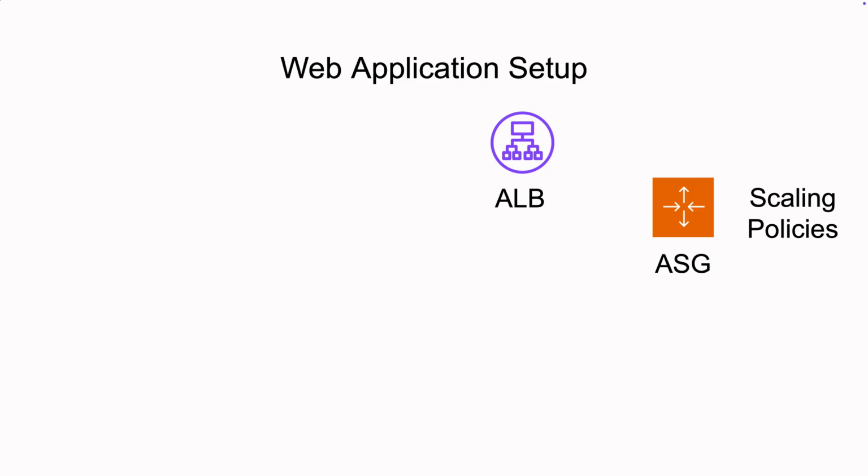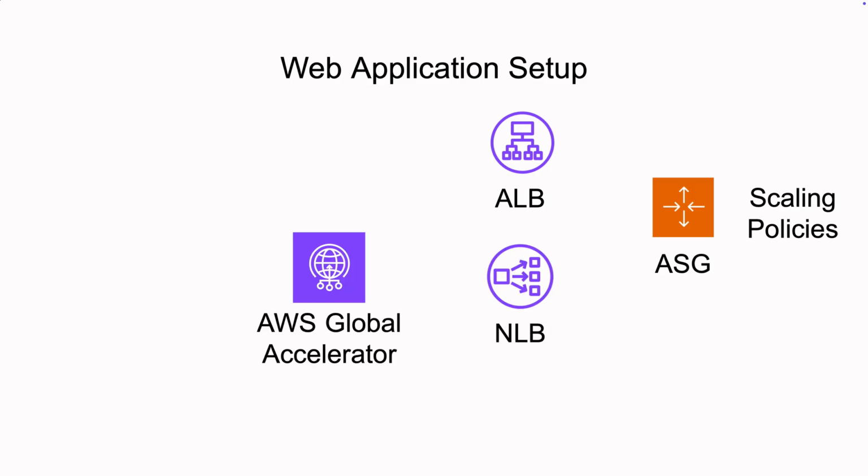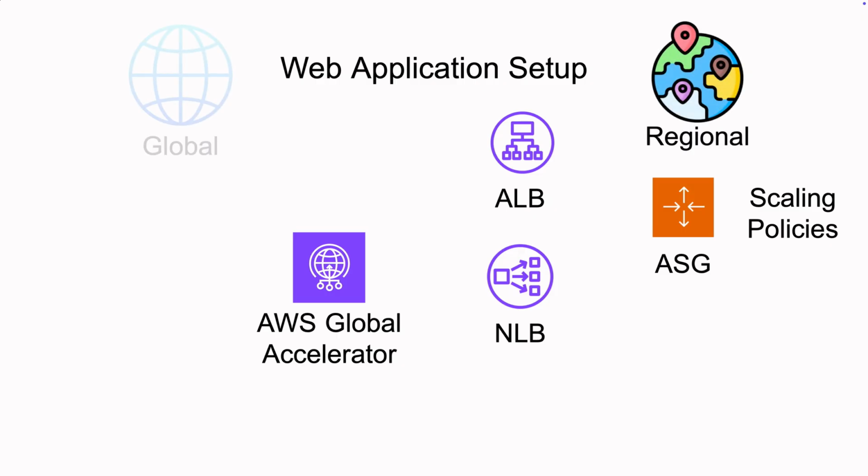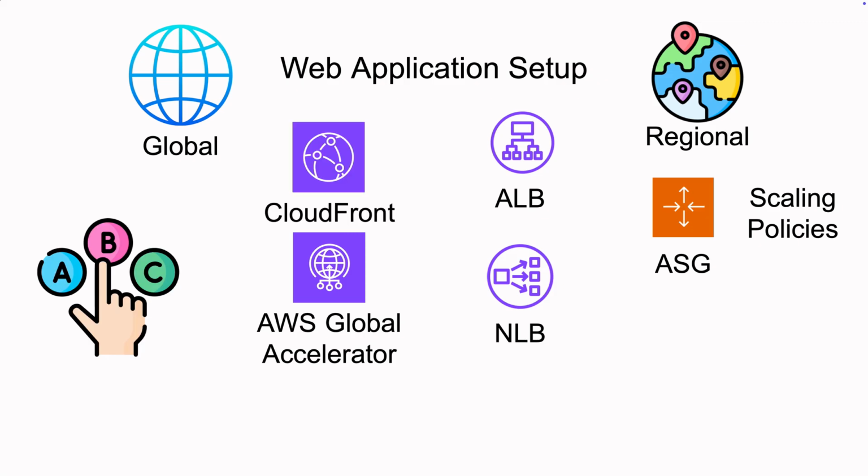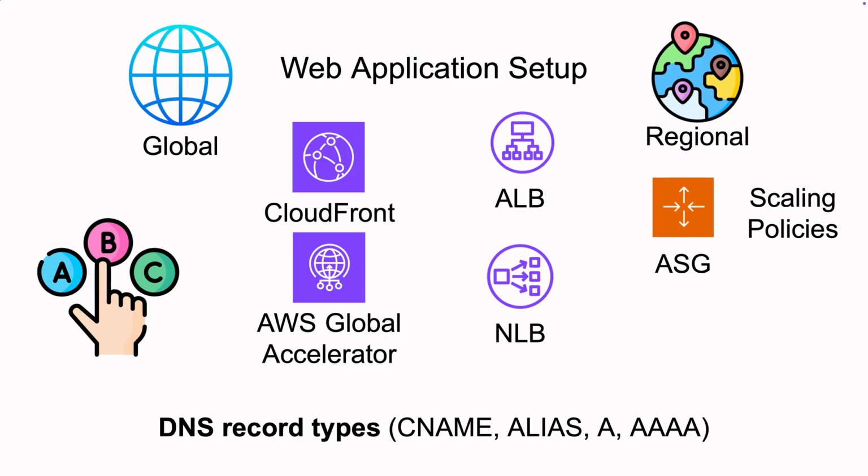Expect questions on Auto Scaling groups, different scaling policies, Application Load Balancer, Network Load Balancer, and Global Accelerator. And you need to understand when to use each one of them. In general, what I found is that knowing which services are regional versus global helps eliminate incorrect options in the exam. There are also questions on CloudFront and DNS. It is very important to know DNS record types like CNAME, alias, AAAA, and when to use each one of them.